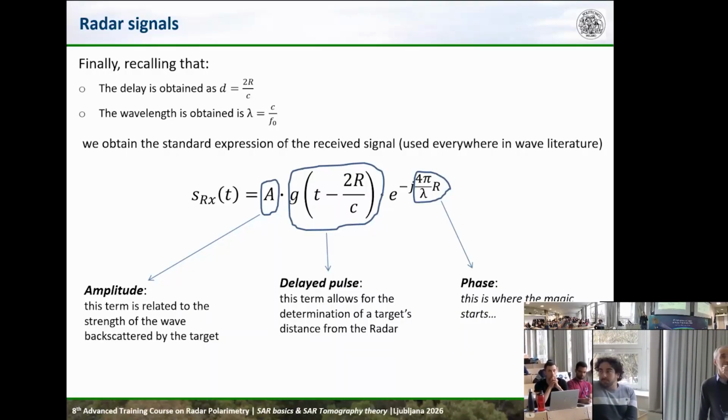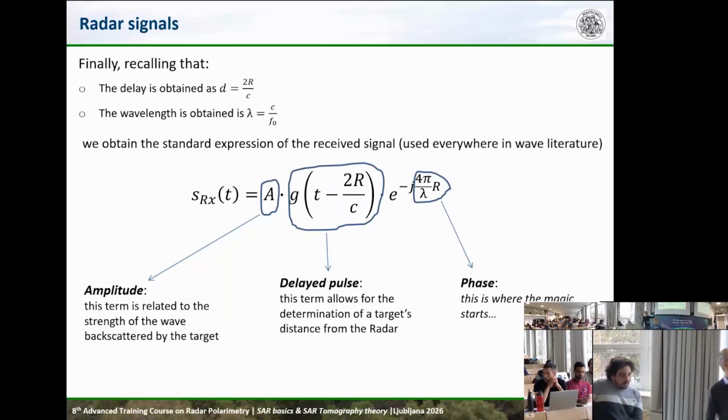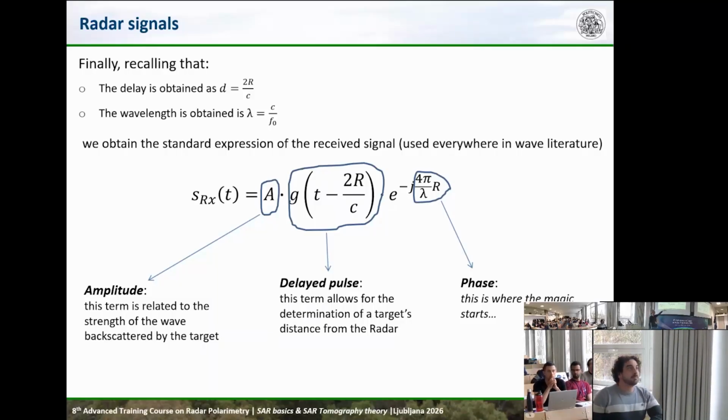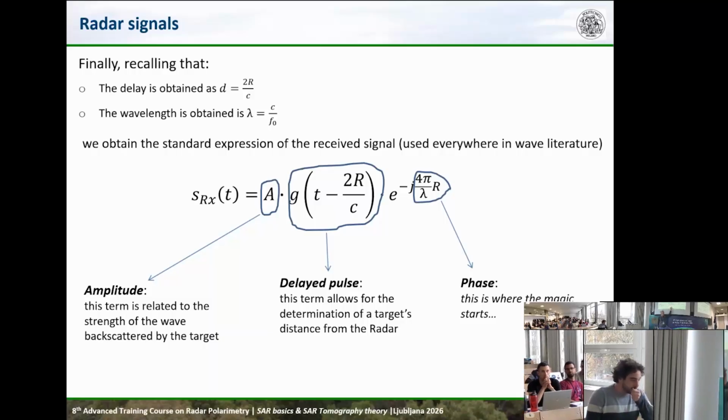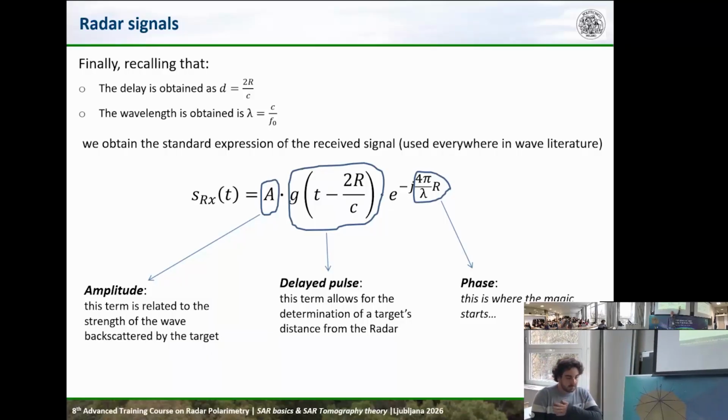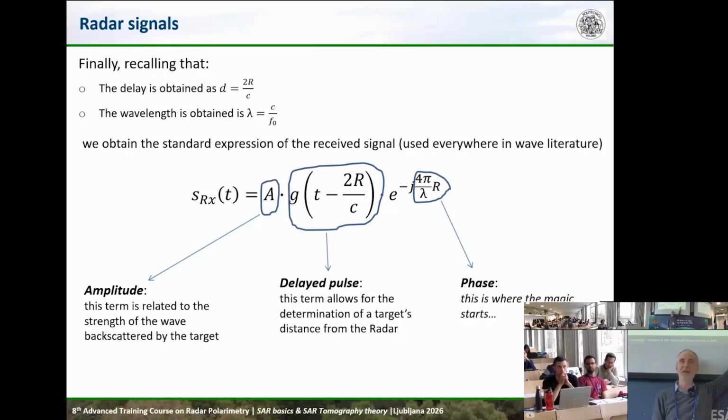We were saying that the signal is a very nice representation because you have the amplitude here, the delay here, and then you have the phase. The phase is 4 pi over the wavelength times the distance. So it is connected to the wavelength, so the kind of radar that you decided to use, and to the distance, which is the primary parameter measured by any radar. And this is where the magic starts. So all the magic of SAR is due to this phase here.